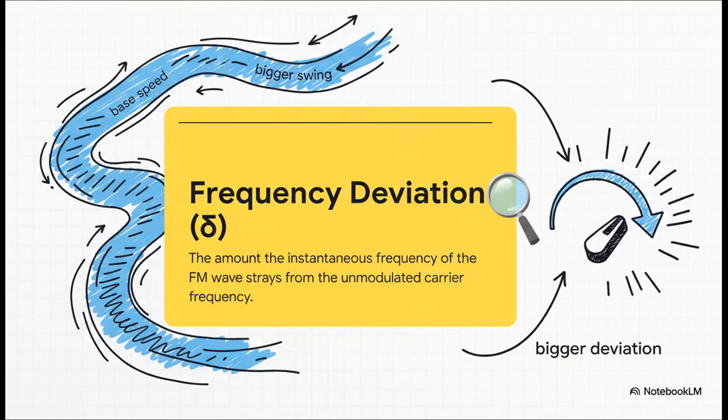This first knob is called frequency deviation. And it's pretty simple, really. It's all about how far we let the frequency wander from its starting point. So if our carrier wave has a center frequency, the deviation is how far we push it up or down. A bigger deviation just means a wider swing.